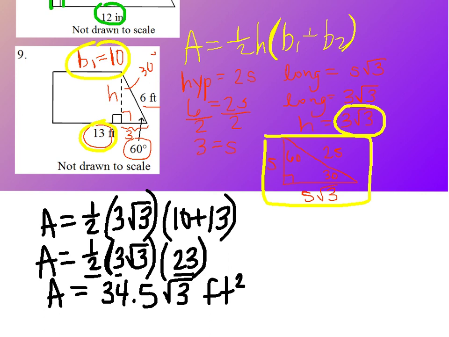It says on your answer key 69 divided by 2 square roots of 3, and that's the same thing. You get 34.5. So here's our answer for this problem.